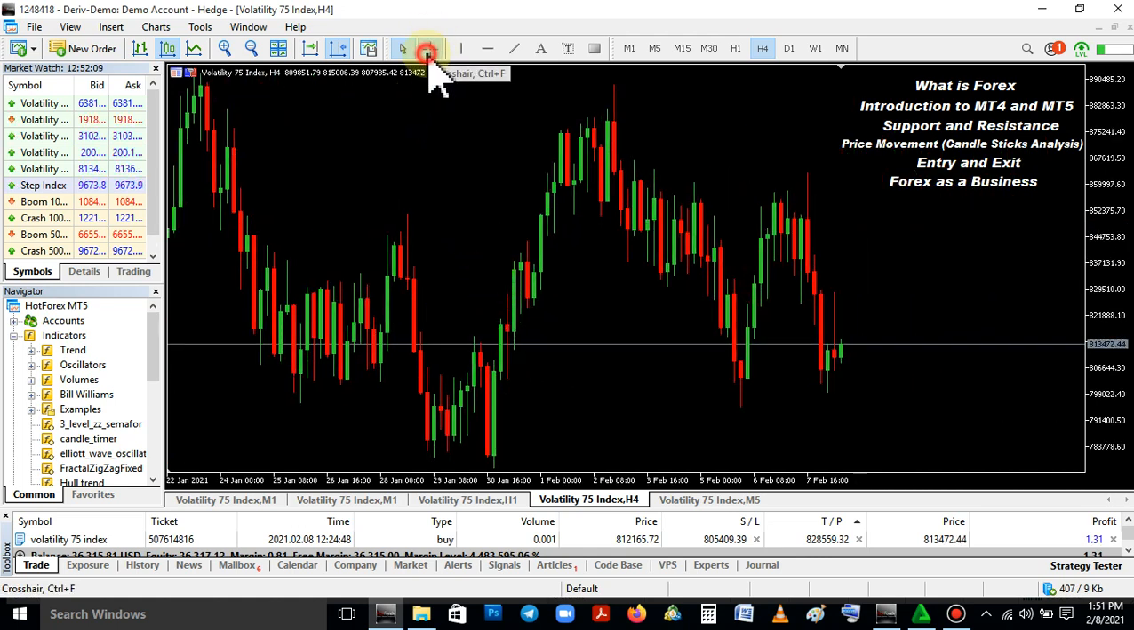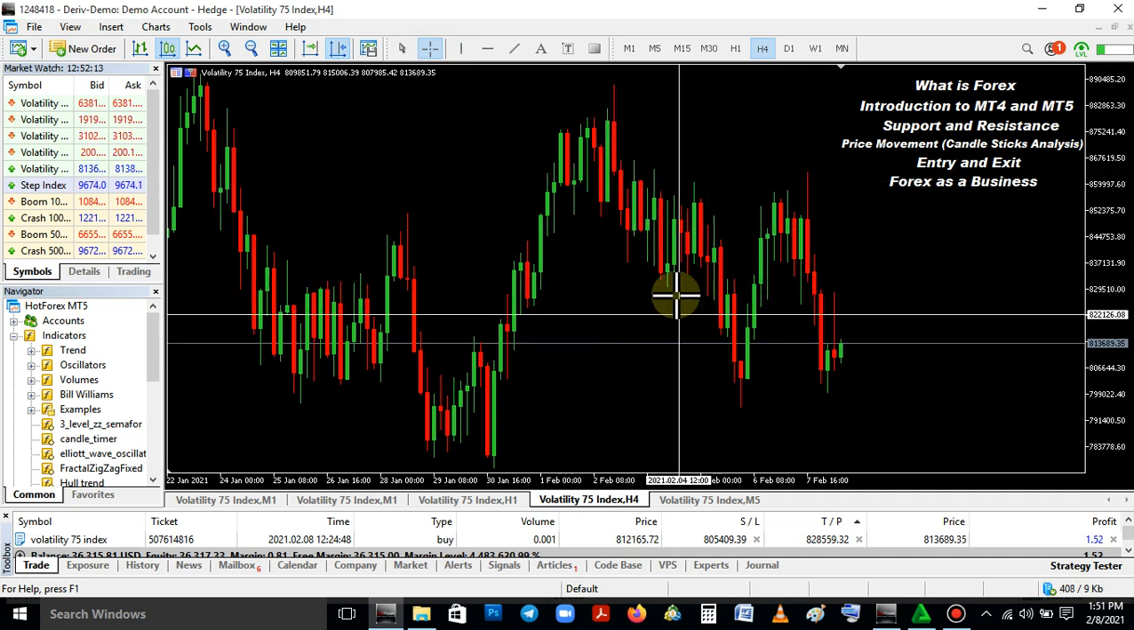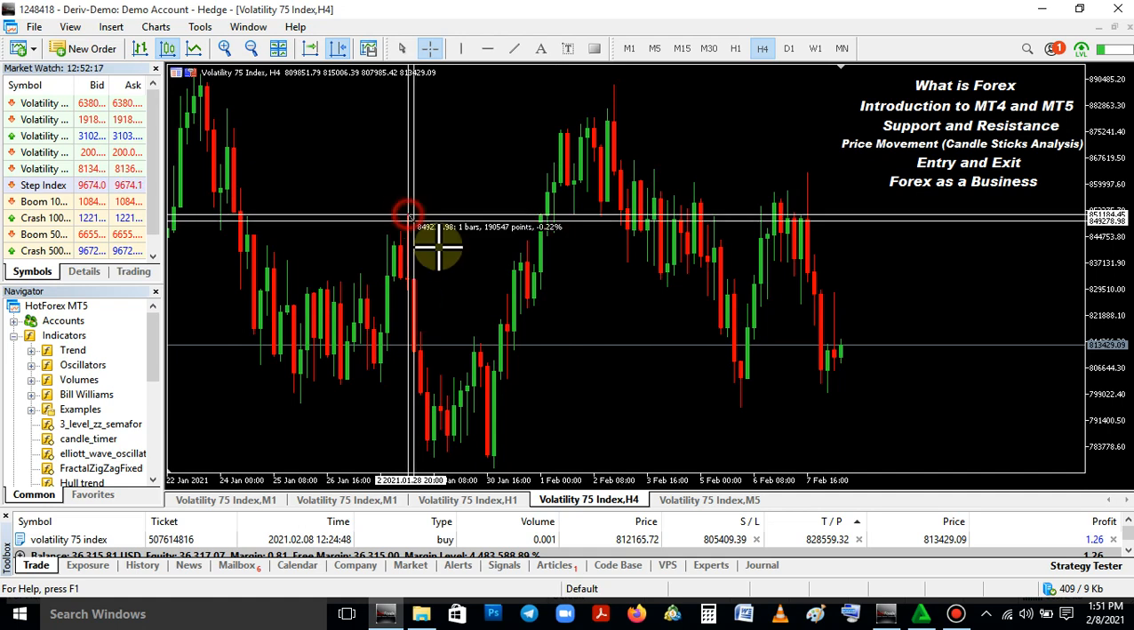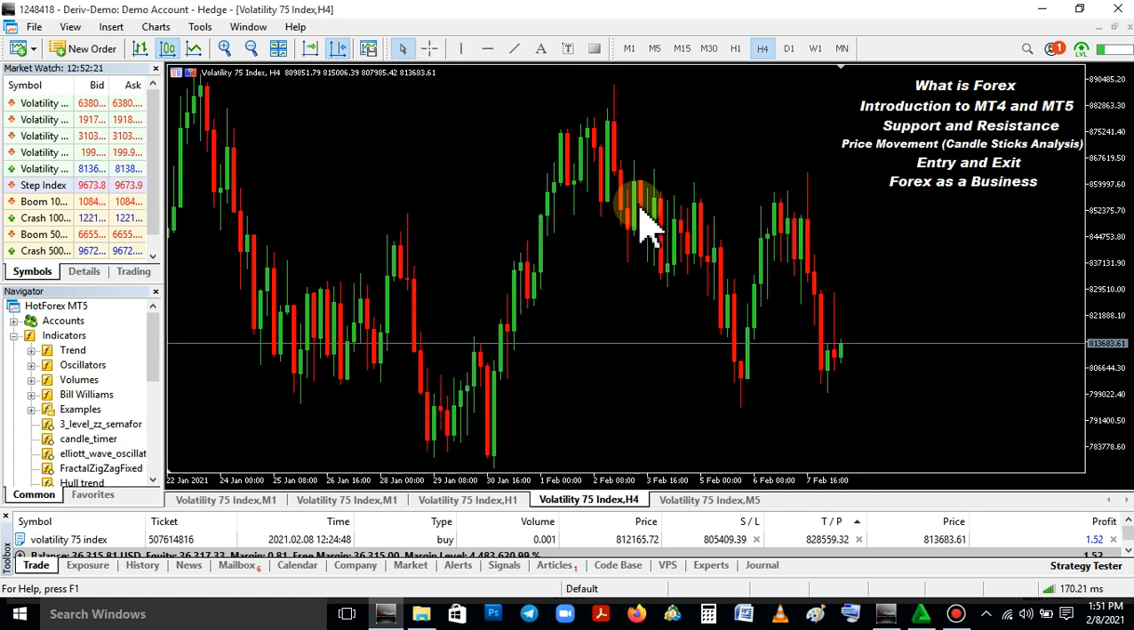This here is called a crosshair. It can be used to measure your pips, and to check the distance between any place and the other place. Here like this, you can check and all of that.